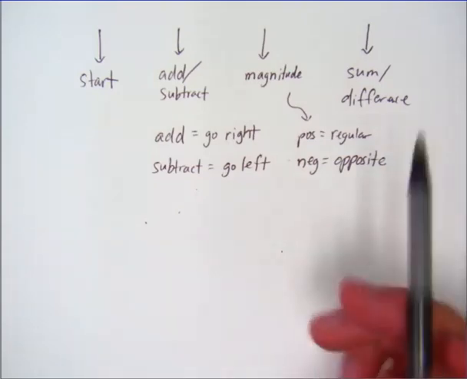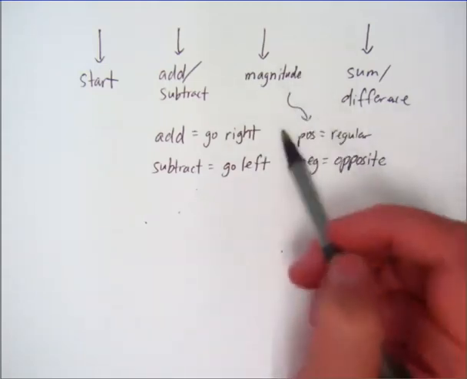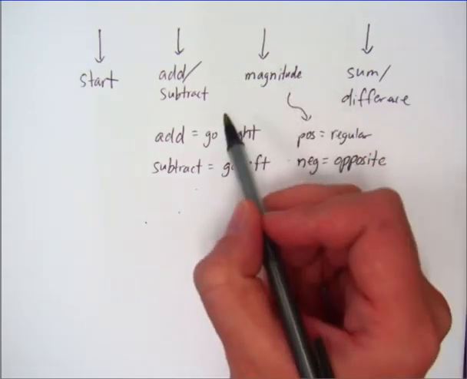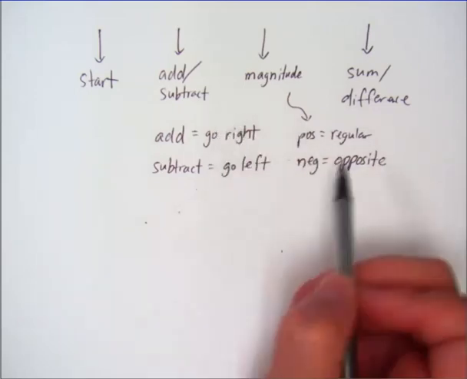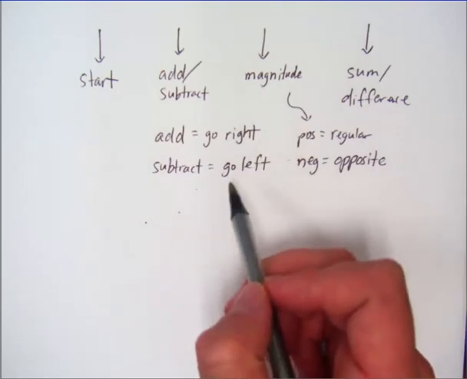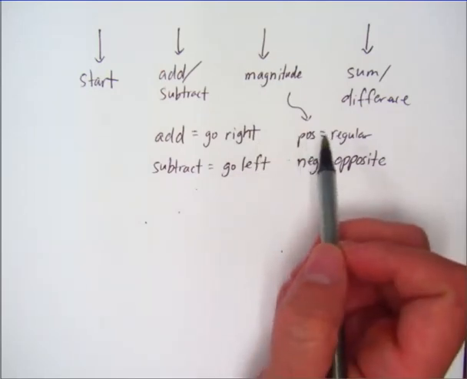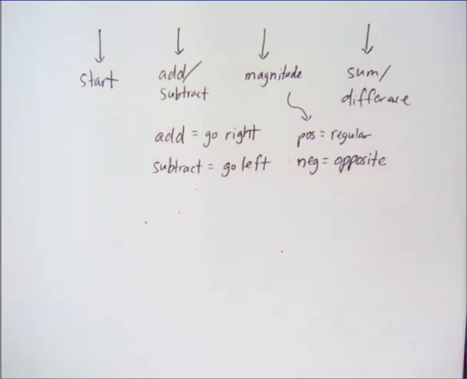And then whatever this instruction tells us to do, we're going to combine it. So is it add a positive? Well, that means go right the regular way. If it's add a negative, we're going to go right but do the opposite, which means we're going to translate that to go left. Same thing with subtract: go left with a positive is to go regular left, and go left with a negative is to go the opposite. So let's see how this works with a couple of different examples.